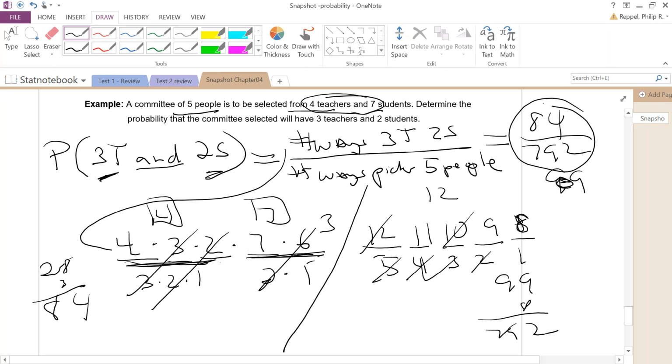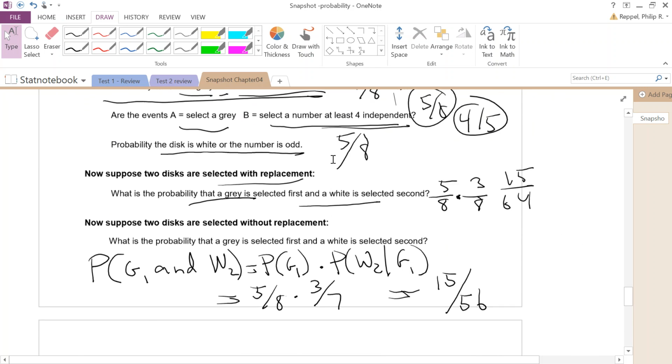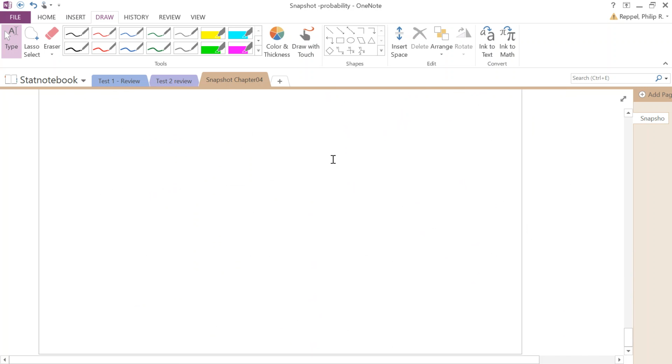You just have to realize that there's 2 counting problems. These are 2 basic counting problems. There you go. I think that is it. These are some additional problems that might help you on the exam. Okay? So good luck.